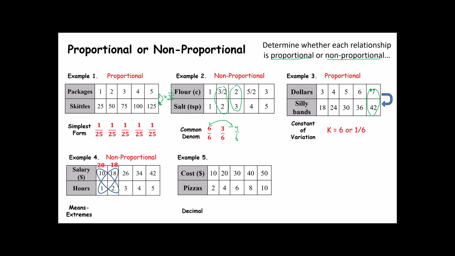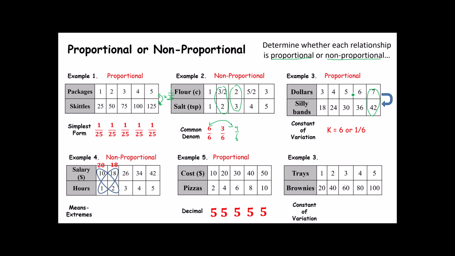How about this one? I'm going to turn them to decimals this time. 10 divided by 2 is 5, 20 divided by 4 is 5, 30 divided by 6 is 5, 40 divided by 8 is 5, 50 divided by 10 is 5. These are proportional.